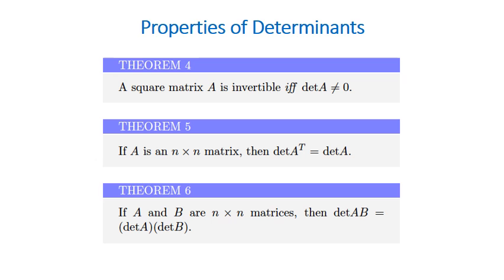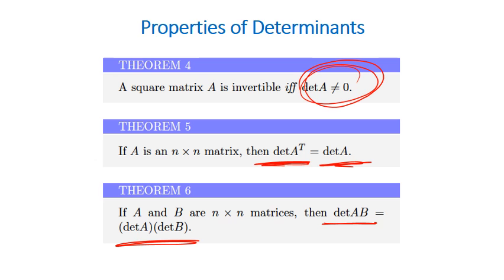So here, there are some other theorems in this section, and a lot of them we've talked about before. For the most part, they are pretty straightforward. Remember, a square matrix is invertible if and only if the determinant does not equal 0. The determinant of the transpose of matrix A is equal to the determinant of matrix A. And then we have this theorem as well. That concludes section 3.2.